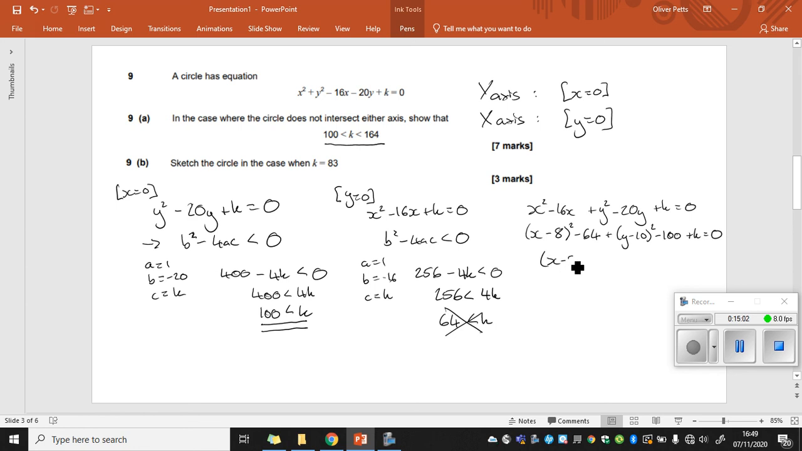Okay, rearranging this so that we've got our information that we're able to deduce the centre from, so our two sets of brackets.